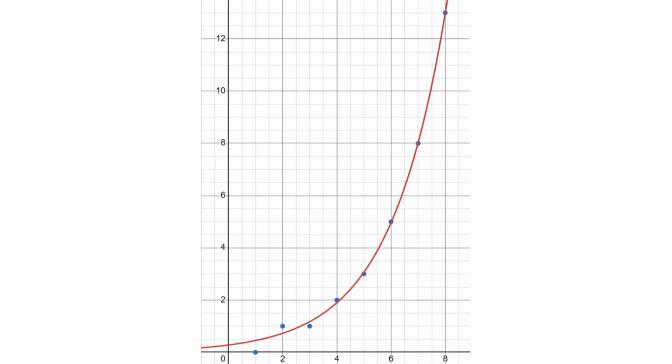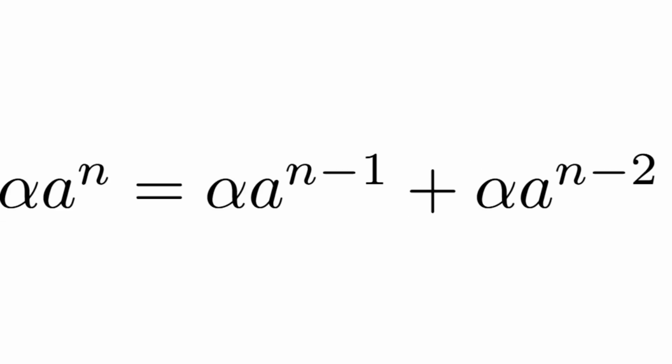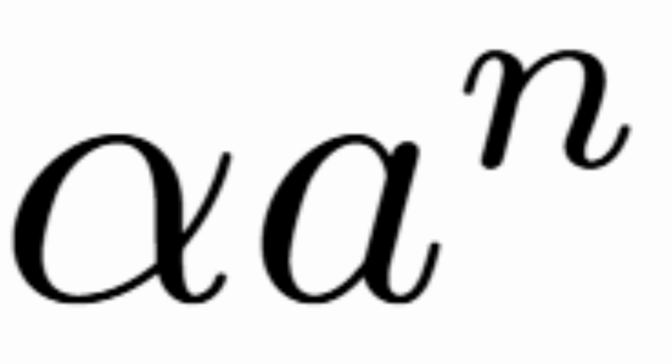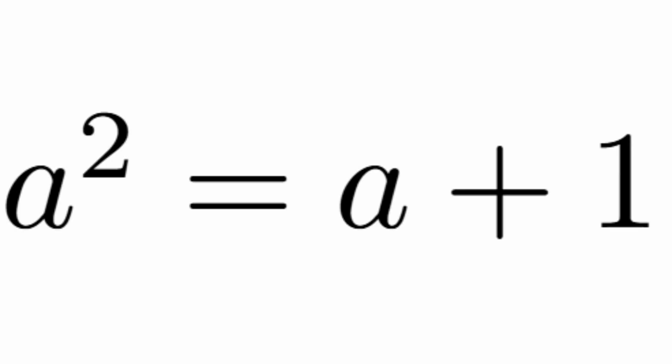So, now if we try an exponential function, we can assume f(n) is of the form alpha a to the n. If we then sub it into our recurrence, we get this. Now we can divide everything by alpha a to the n to clean things up, and we get 1 equals a to the minus 1 plus a to the minus 2. Now we can multiply by a squared to get this to become a quadratic. Now a squared equals a plus 1. This is known as the characteristic polynomial, and now we can solve for a.